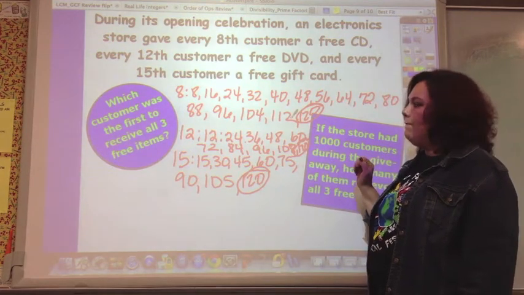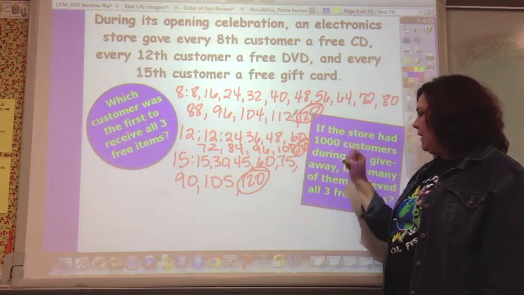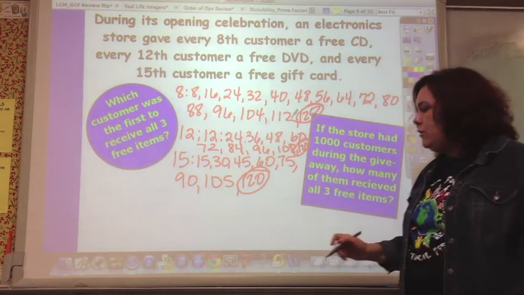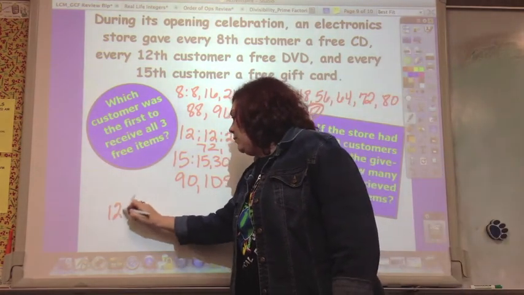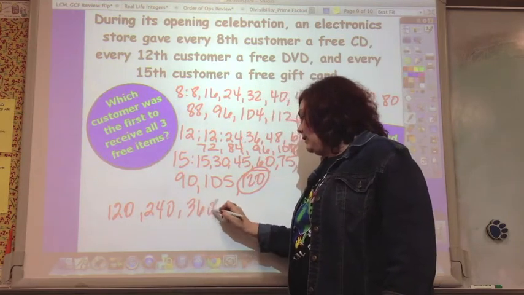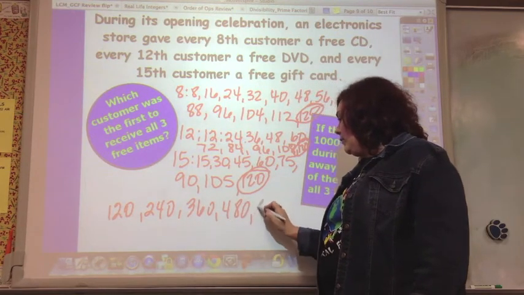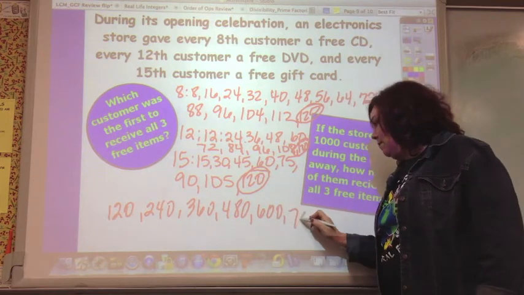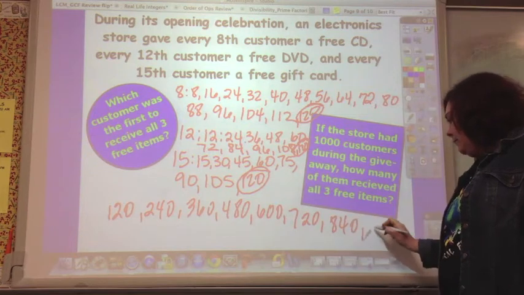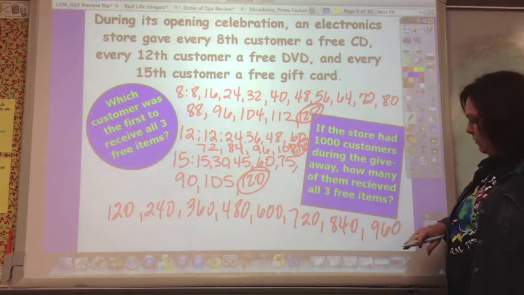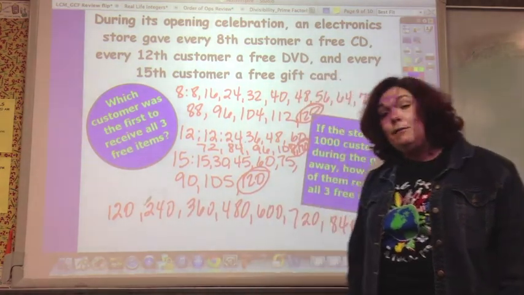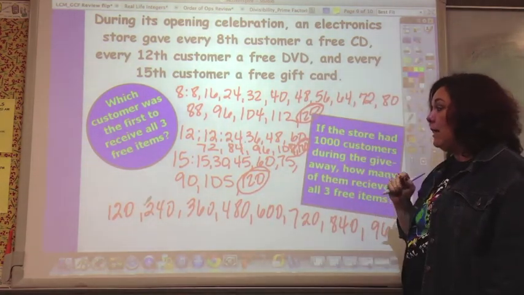120. And then to find out how many customers got all of them out of the first 1,000, you would do your multiples of 120. So it would be customer 120, customer 240, customer 360, customer 480, customer 600, customer 720, customer 840, customer 960, and so there would be 1, 2, 3, 4, 5, 6, 7, 8 people. So 8 people would be lucky winners and get all 3.